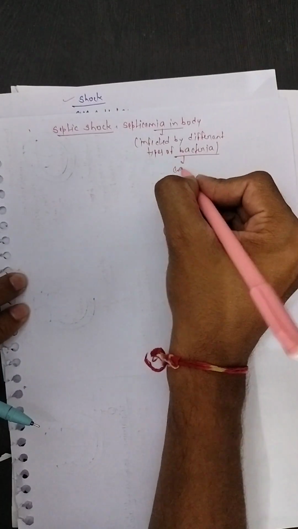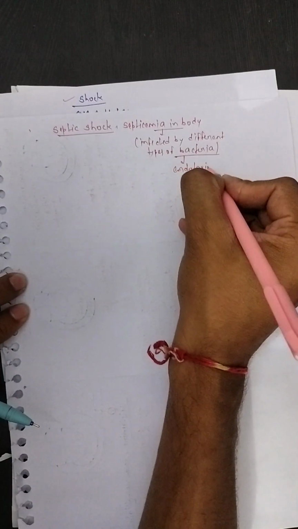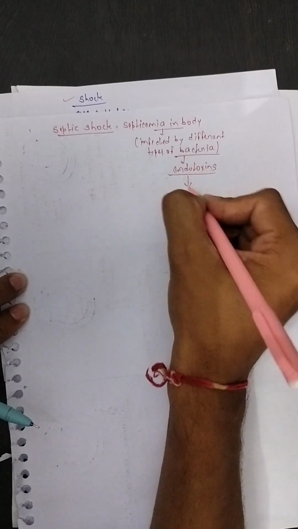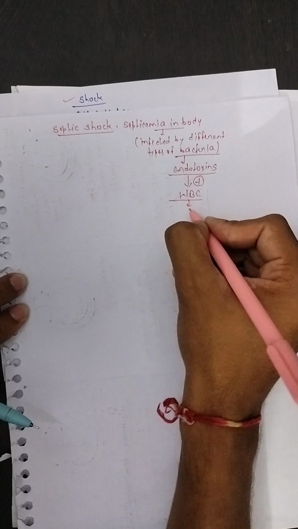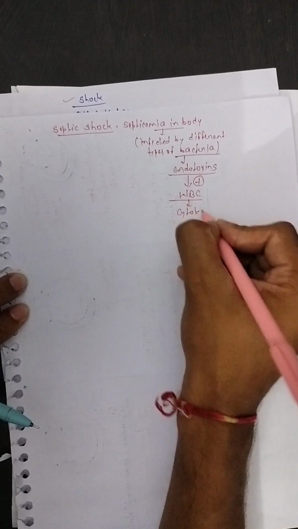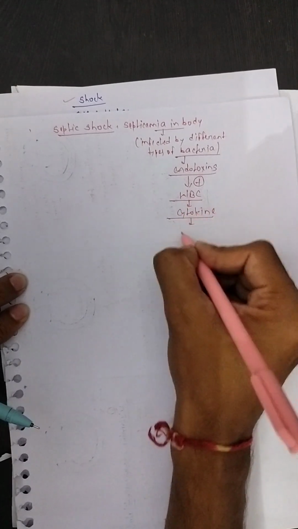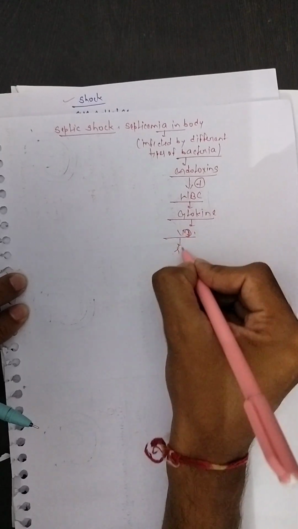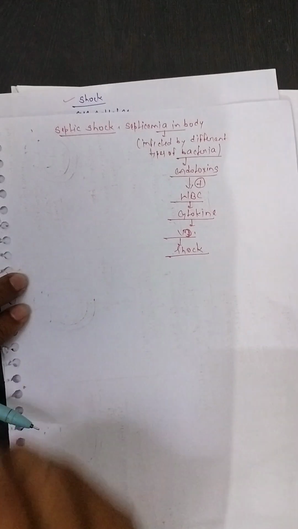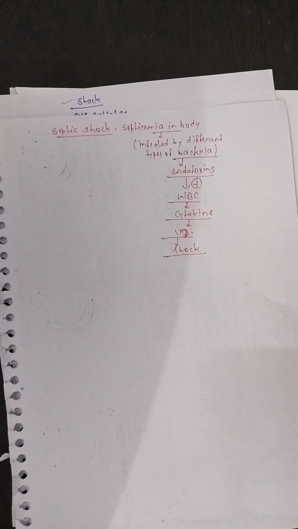These bacteria release endotoxins in the body. These endotoxins activate various types of WBCs in our body, and these WBCs release cytokines, and these cytokines cause vasodilation that again leads to a condition like shock. This is what happens in septic shock.